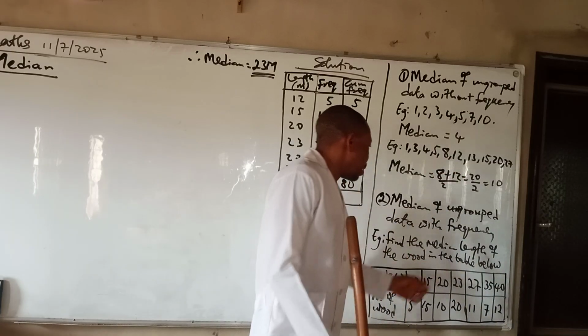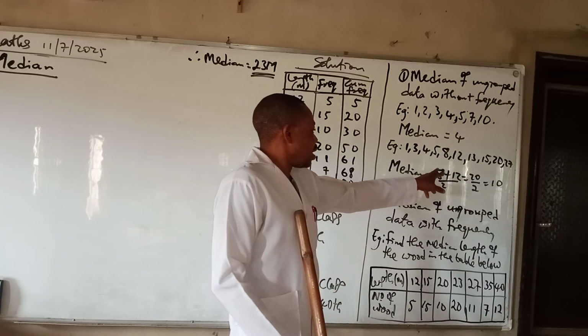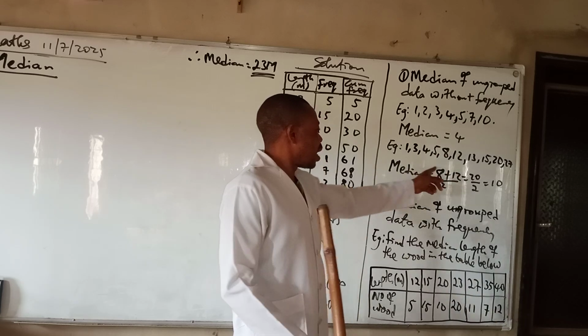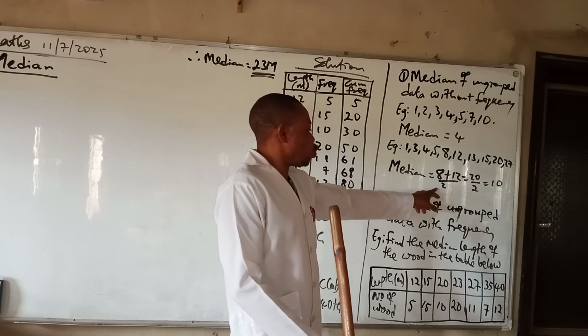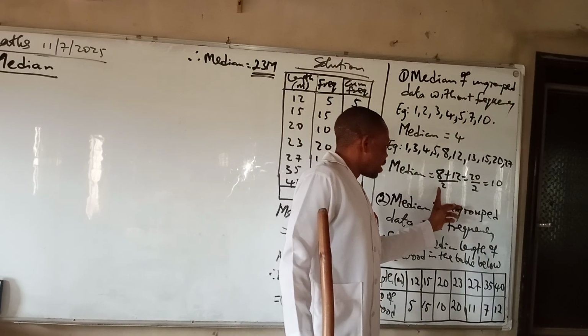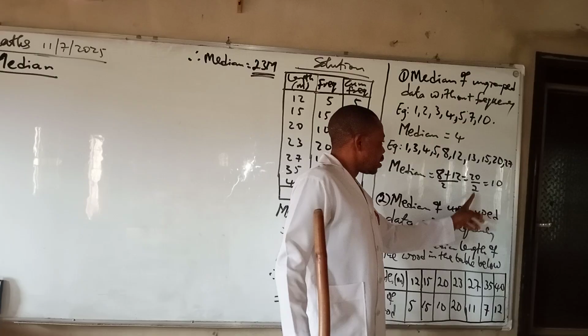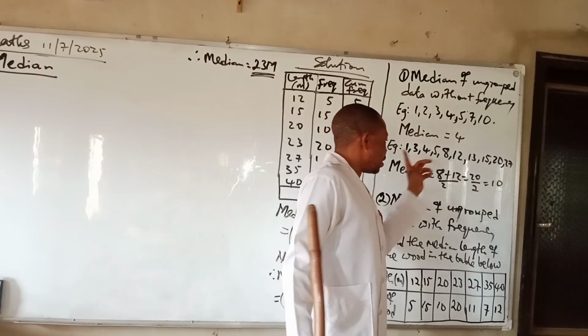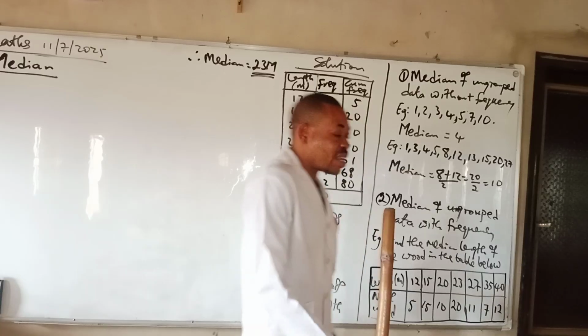For us to calculate the median, we now say 8 plus 12, that is the two numbers at the middle. Adding them, we divide by 2. 8 plus 12 gives us 20, divided by 2. 20 divided by 2 gives us 10. So 10 is the median of this given data distributed.